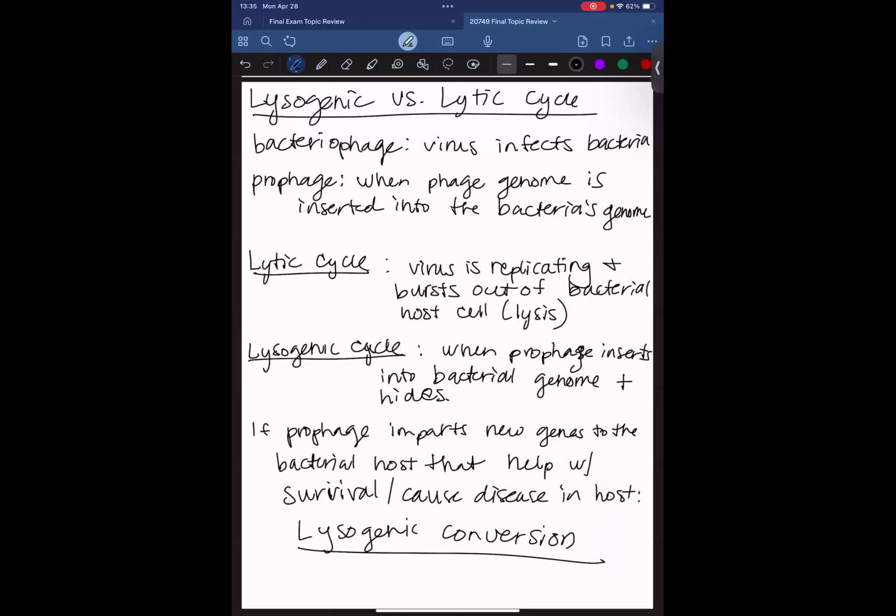Do not think for a minute this is rare. Almost every single pathogenic bacteria is pathogenic because of lysogenic conversion. So the toxins that strep throat makes, lysogenic conversion. The toxins that cholera makes, lysogenic conversion. The only reason that cholera even causes disease is because of the toxins that it got from a phage that it was infected with. A little bit meta thinking, but it's pretty significant.